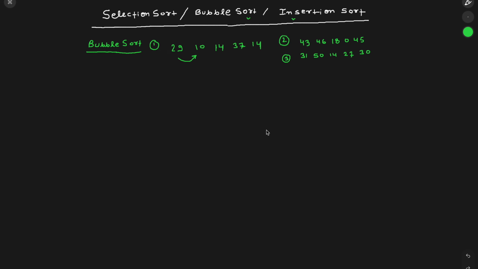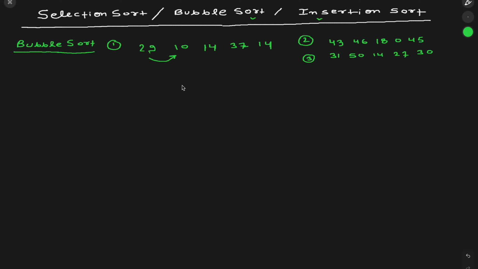If I talk about the bubble sort, what is the algorithm behind it? I am taking one example here, and with this example we can see how the bubble sort works. The name already suggests it: bubble means we are just swapping the bubbles with each other. So let me discuss how we can swap.